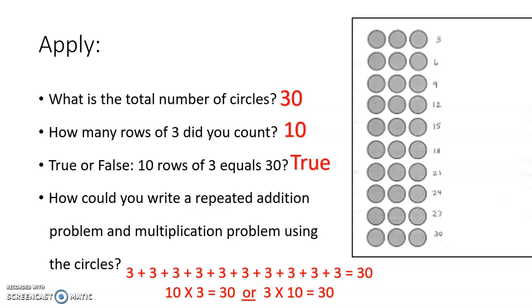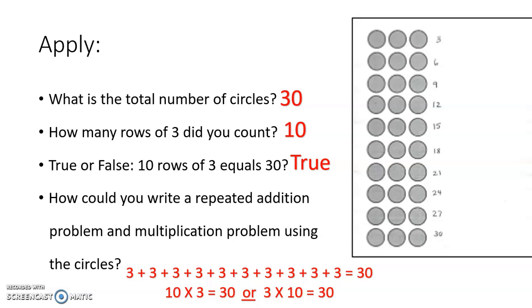How would we write a multiplication problem? Now remember, we said that multiplication problems, you can flip-flop the factors, not the product. The product is the answer. You can flip-flop the factors. That's the 2 numbers that you are multiplying. So let me ask you, how many rows do you have? And you should have said 10. So 10 times how many in each row? Yes, there are 3. So 10 times 3 equals 30.